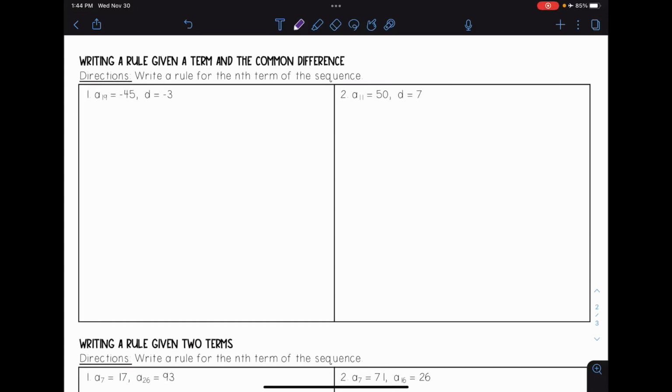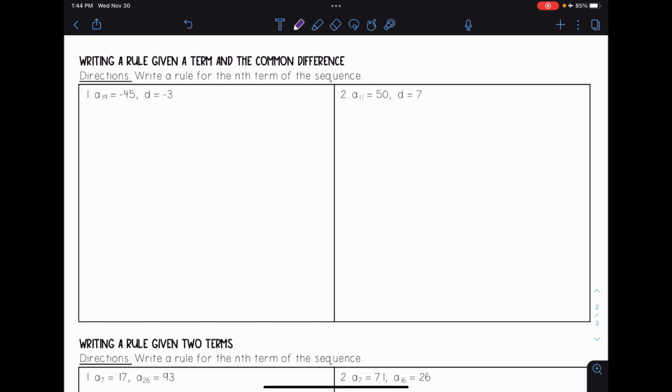In this video, we're going to be looking at some examples where we're going to write a rule given a term and the common difference. So we're going to write a rule for the nth term of the sequence. So number one, I'm given that the 19th term is negative 45 and my common difference is negative 3. Well, in order to write my rule, I need to know what the first term is. However, I do have one term that is there.